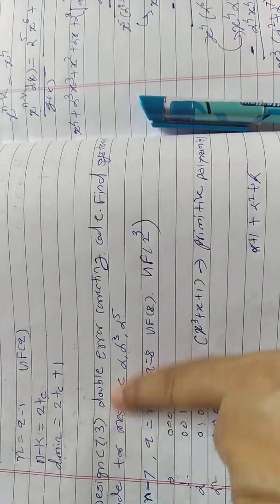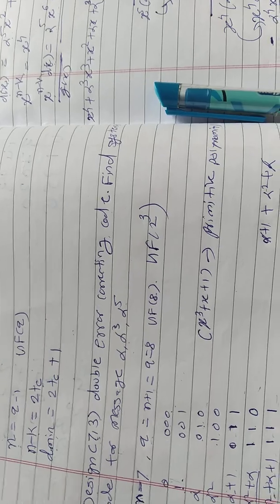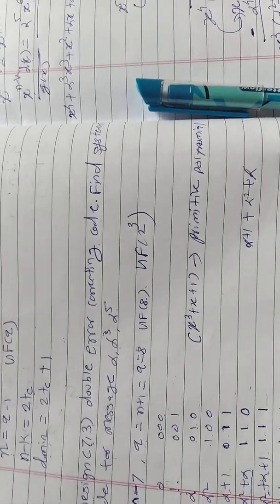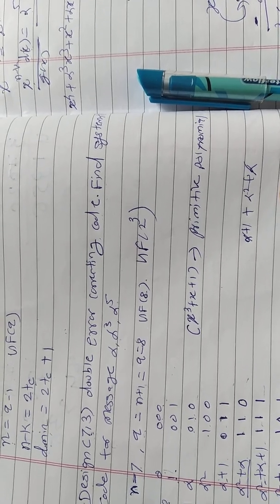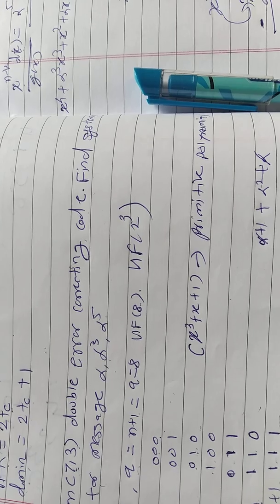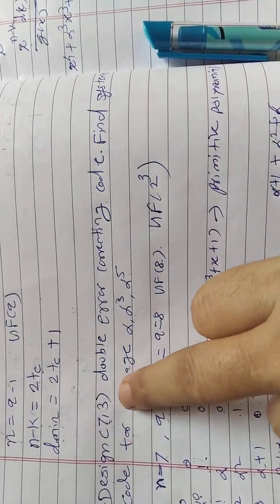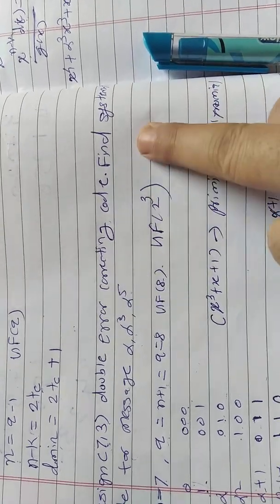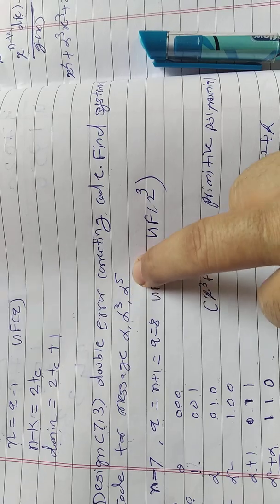Let us take one example. Here I am giving the brief idea about how to solve these types of examples, but the calculations I am not explaining, because that is already covered in cyclic codes or Galois field calculations. So here is one example. Design a 7,3 double error correcting code. Find the systematic code for the message alpha, alpha cube, alpha raised to 5.